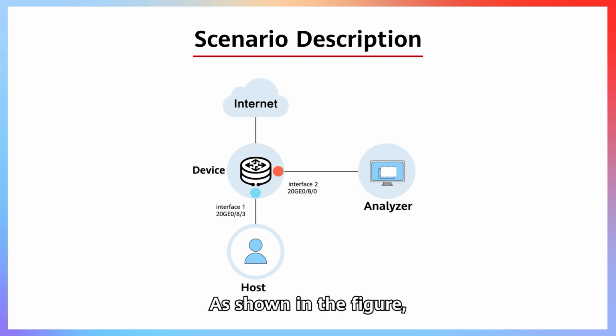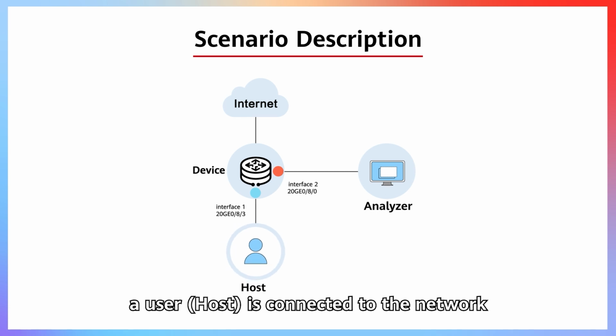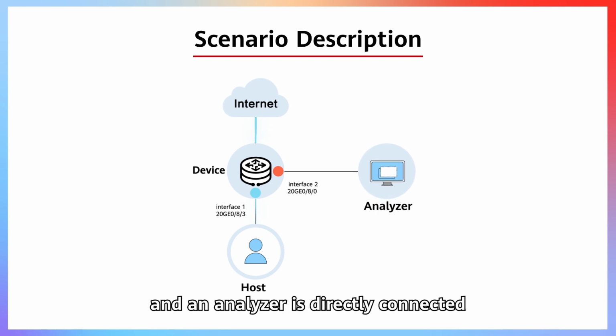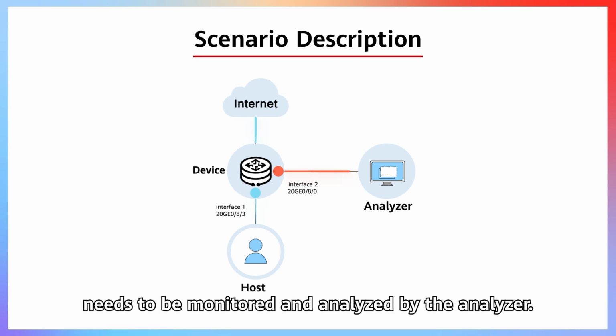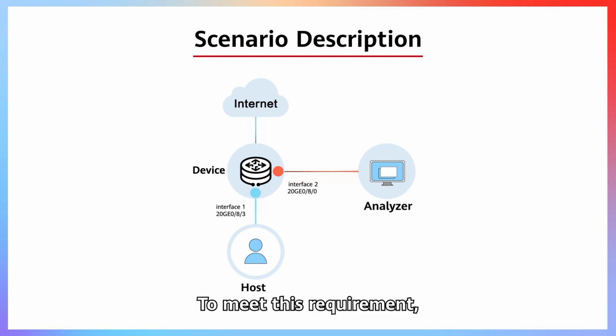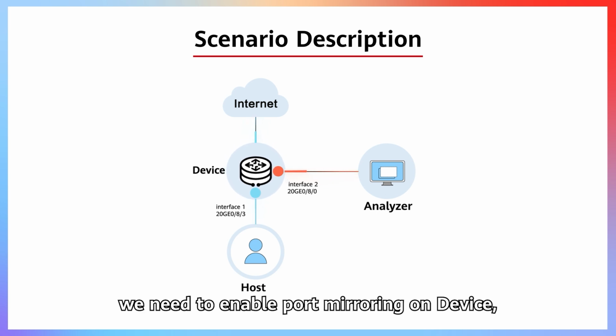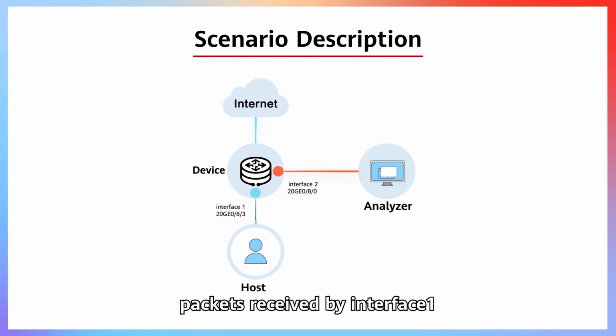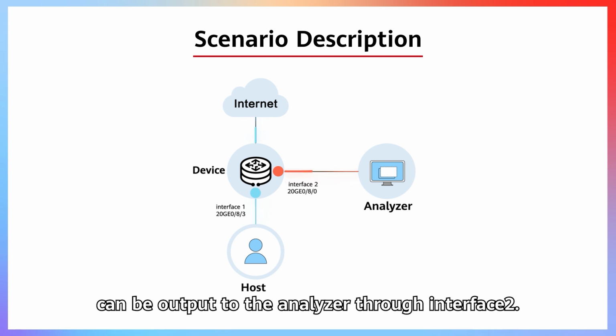As shown in the figure, a user host is connected to the network through interface 1 on the device, and an analyzer is directly connected to interface 2 on the device. Network access traffic of the host needs to be monitored and analyzed by the analyzer. To meet this requirement, we need to enable port mirroring on the device, using interface 1 as a mirrored port and interface 2 as a local observing port. In this way, packets received by interface 1 can be output to the analyzer through interface 2.